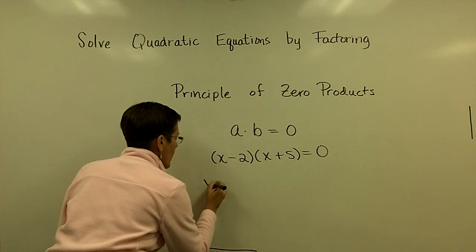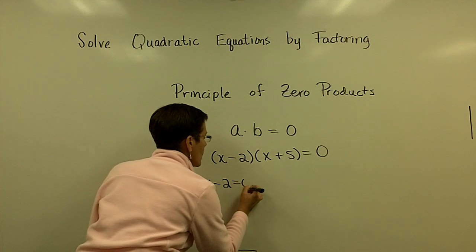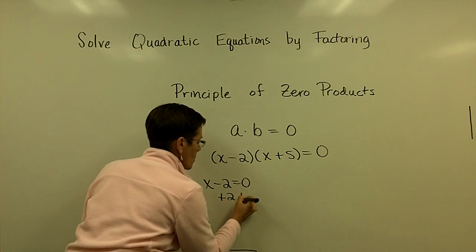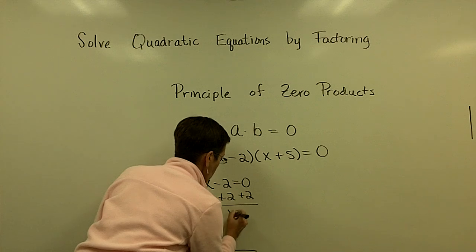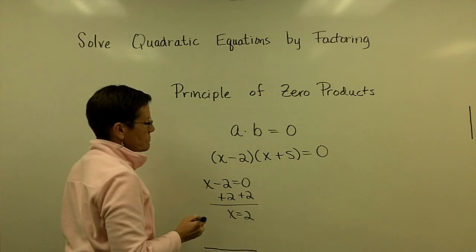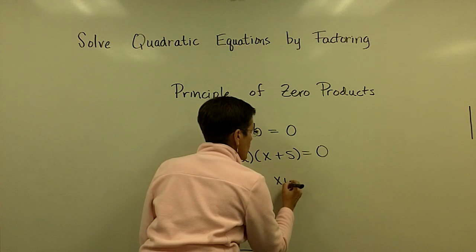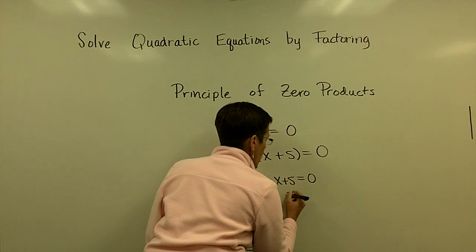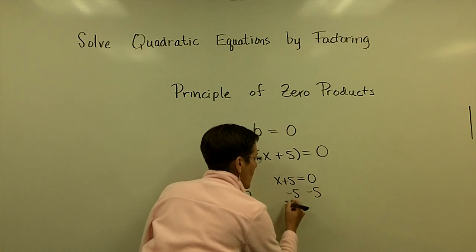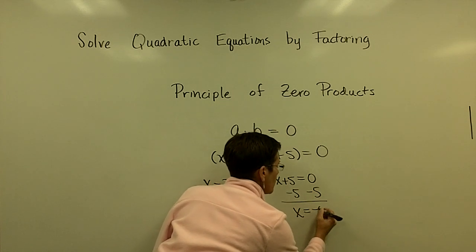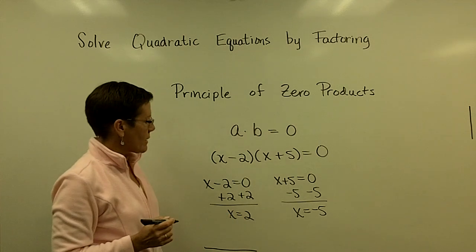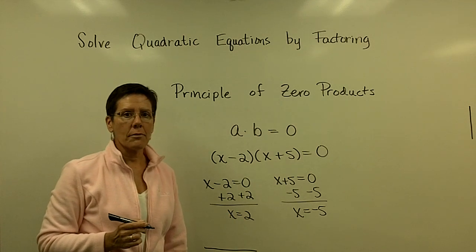And so I'm going to let x minus 2 equal 0. And I'm going to add 2 to both sides to find out that one of the solutions for x is 2. And then right here, I'm going to set the x plus 5 equal to 0. And I'm going to solve for x by subtracting 5 from both sides and finding out that the other solution for x is equal to negative 5.